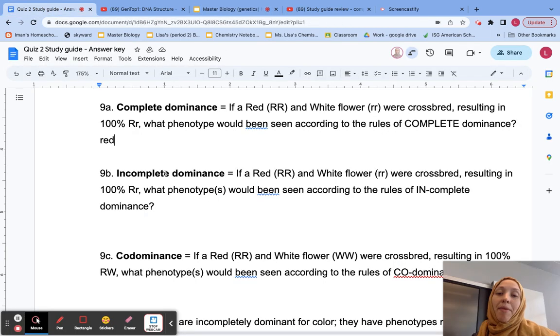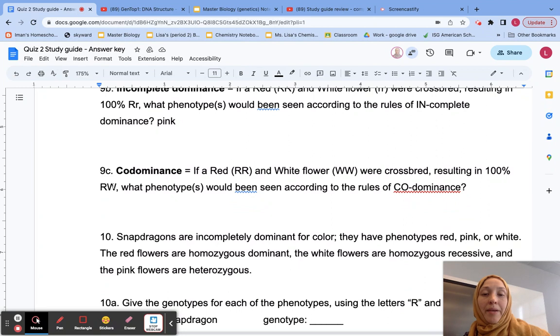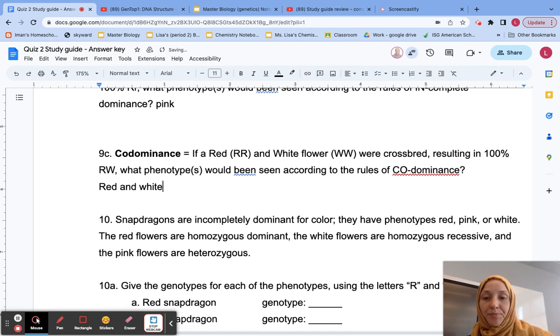So in incomplete dominance, it's incomplete. It wants to be red, but it can't. My heterozygous individual would be pink. And in codominance, it gives you a little signifying thing: both the R and the W are capitalized. This is telling us that they're both dominant. What would the phenotype of my heterozygous individual be? Red and white flowers. Okay.